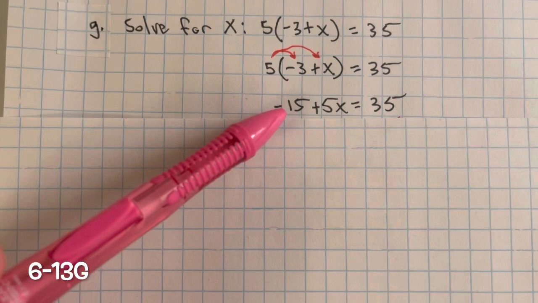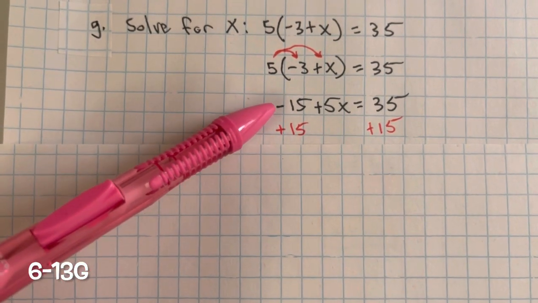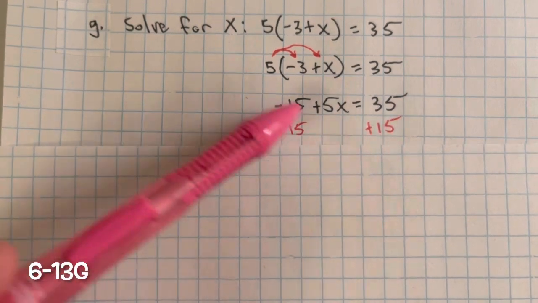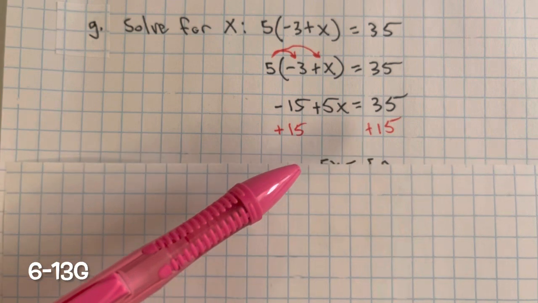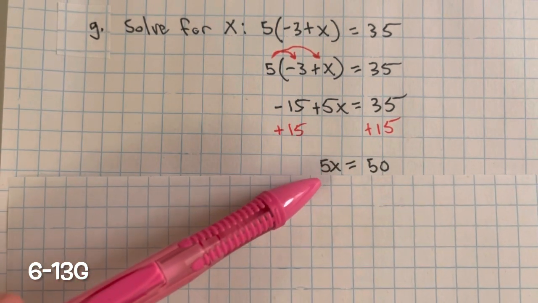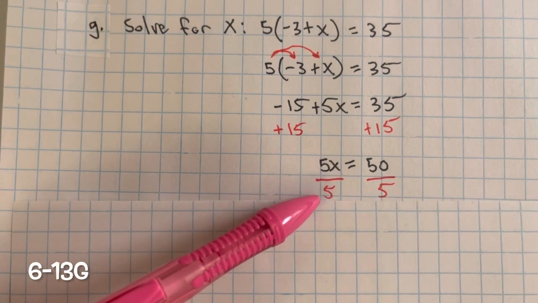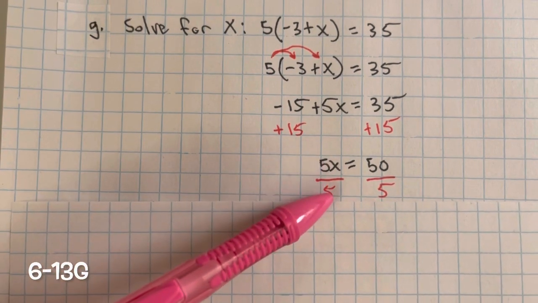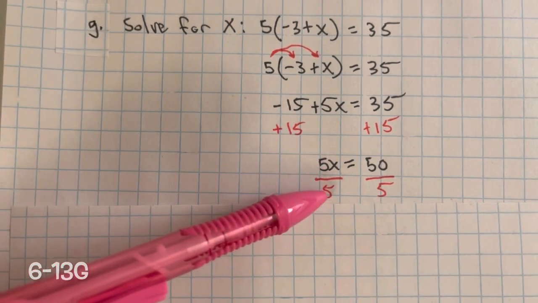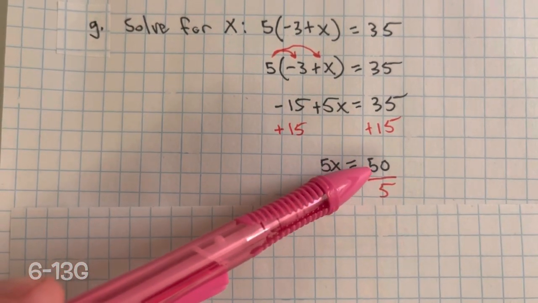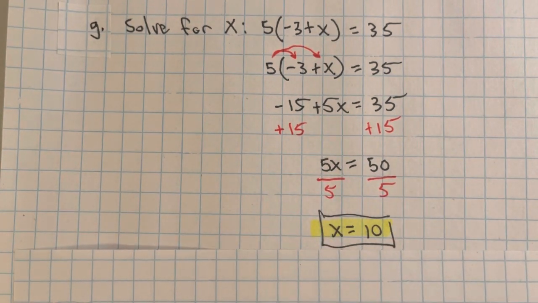Still don't have x by itself, so inverse property of subtraction is addition. We're going to add 15 to both sides, creates a 0 pair. 35 plus 15 equals 50. Inverse property of multiplication is division. We're going to divide by 5 because that creates the giant 1. What you do to one side, you do to the other. 50 divided by 5 is 10, so x equals 10.